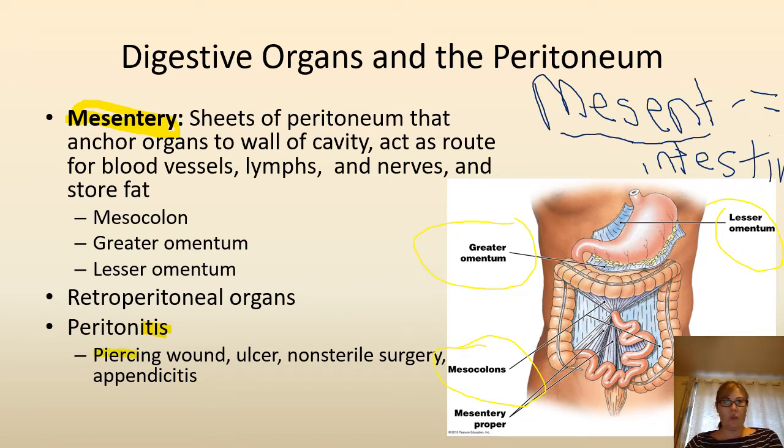So if there is a wound, a surgical procedure that was not sterile, a ruptured appendix, or even pelvic inflammatory disease that's caused by an infection, which we'll talk about in a couple weeks, all of these things could lead to leaching of things into the peritoneal cavity and could very quickly spread and become very dangerous. So let's move forward.